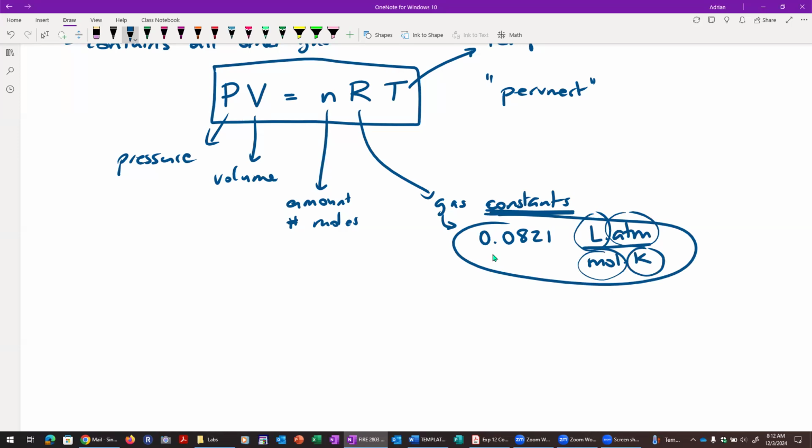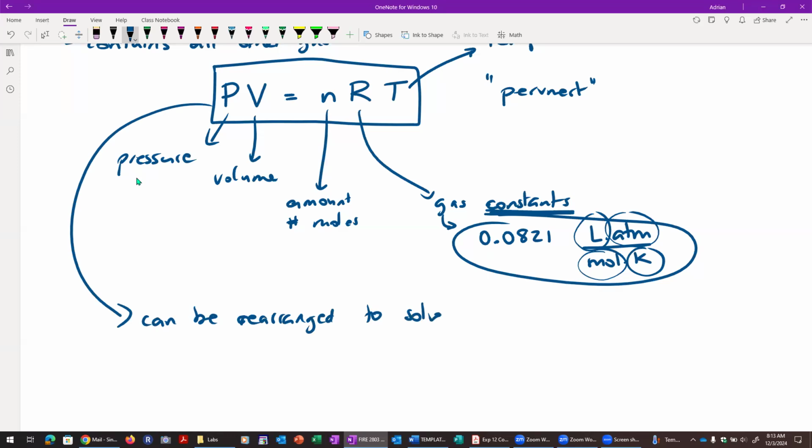There are other units of the gas constant that you will see, but this is the most common one that we're going to encounter. So as with any other equation, we can rearrange this. It can be rearranged to solve for any unknown in that equation.